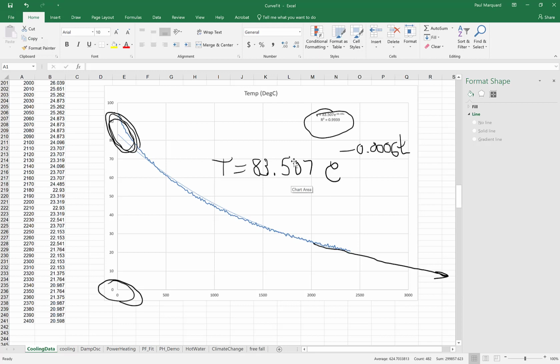And so what we want to do is learn to fit this data to a more realistic curve. And so we're going to do that here in a future video, and we'll take a look at how we actually take that data and fit it to a curve that makes sense.